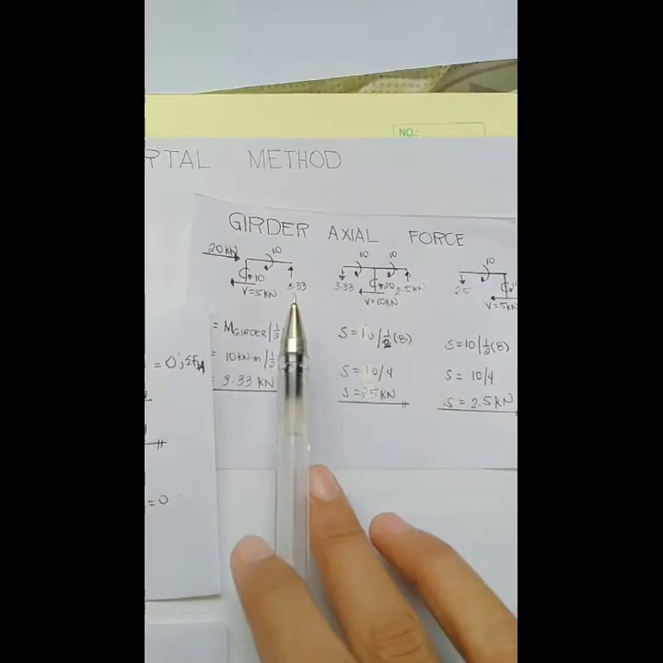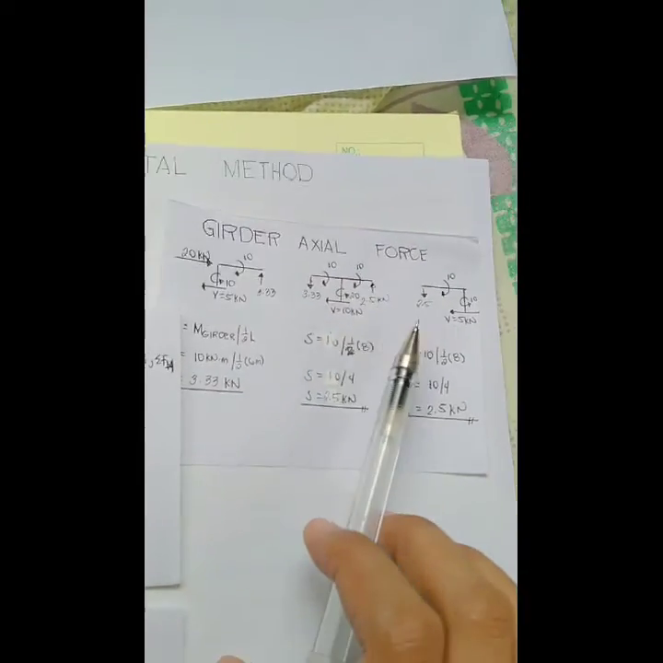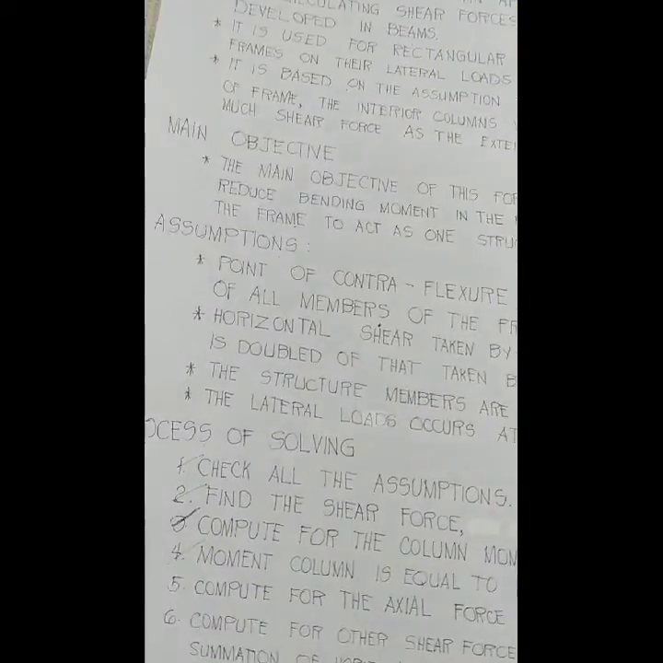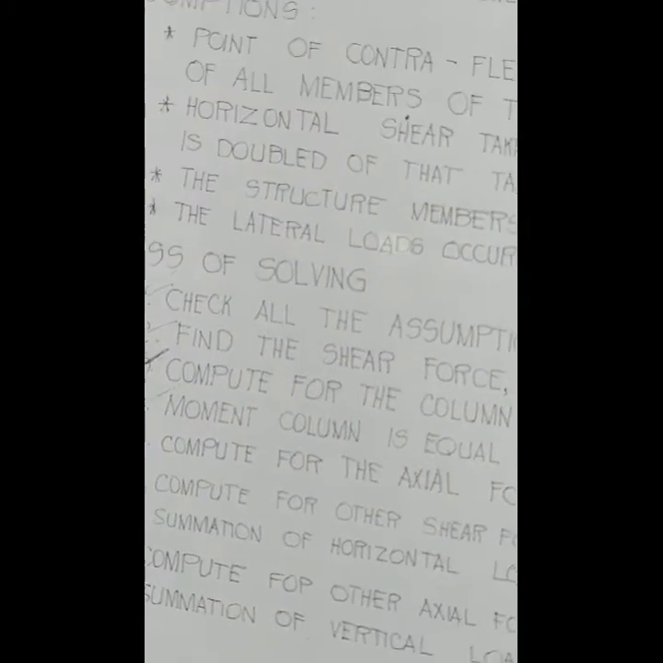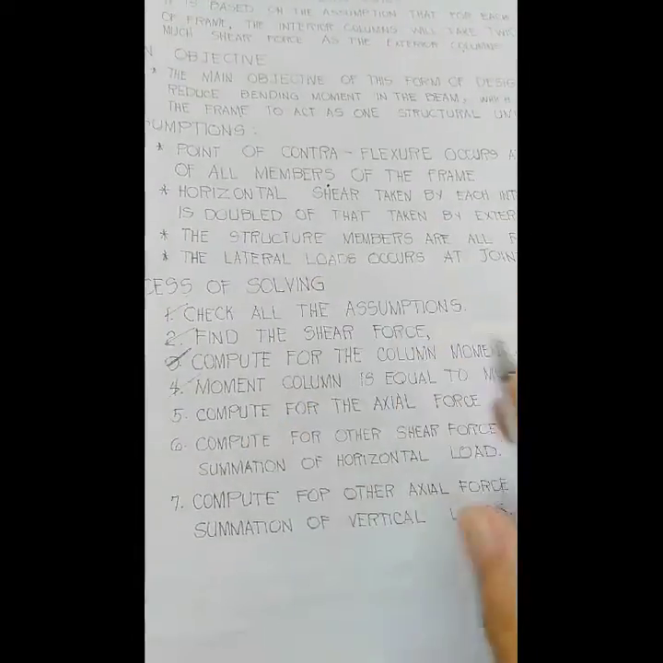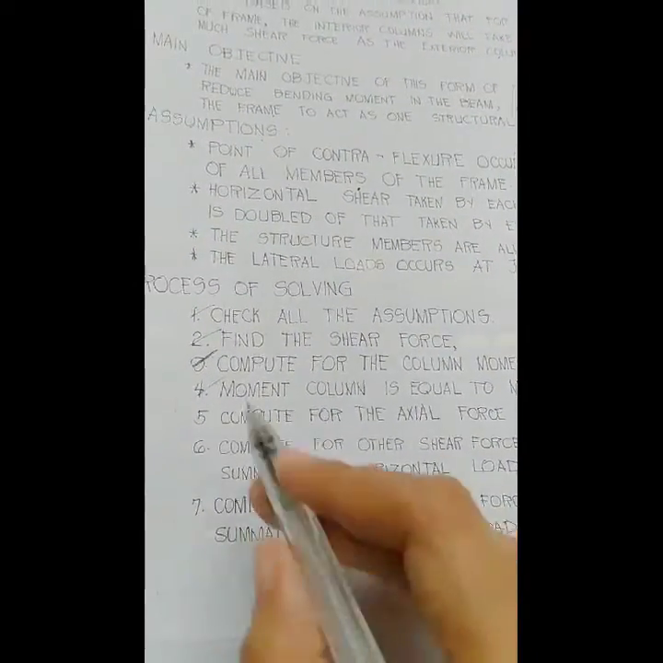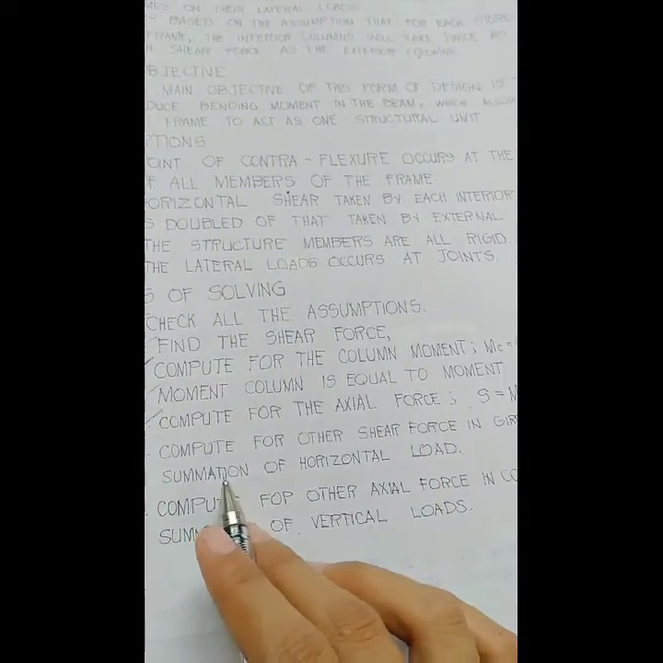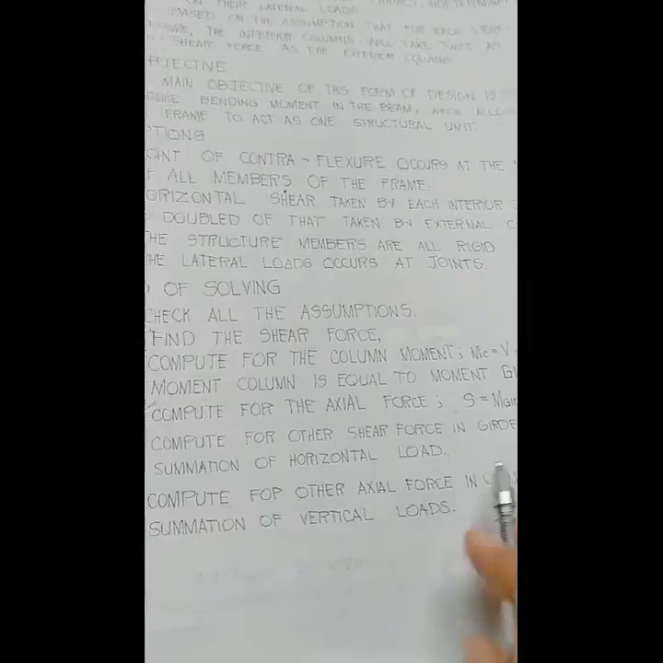So, nakuha natin yung axial force dito is 3.33, 2.5. Nakuha natin yon. Ang next naman is, papasok tayo dito sa compute for axial forces. Na-compute natin yung axial forces dito. Ich-check natin tong number 5. Next is compute for the other shear forces in girder using summation of horizontal load.